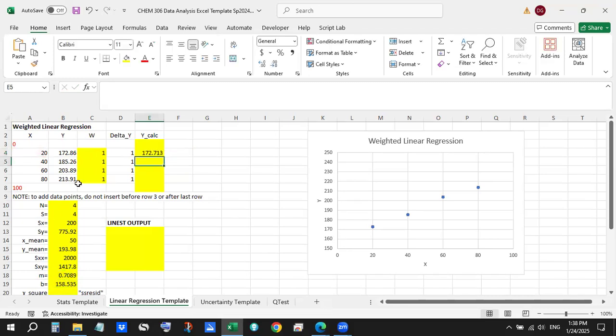All right, so 172.71, and look, the experimental y value is 172.86. Our calculated value for the best fit line is 172.713. If you compare these numbers to these numbers, you can see they are very close. 185.26, 186, 203, 201, 213.9, 215. I've set up the graph here to automatically update based on the numbers that show up here. So you can see there's your best fit line.